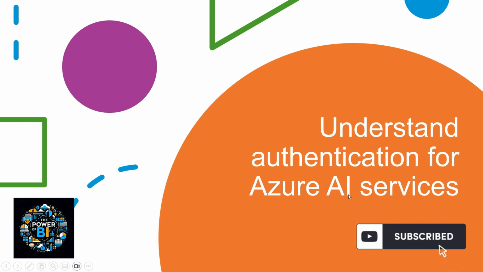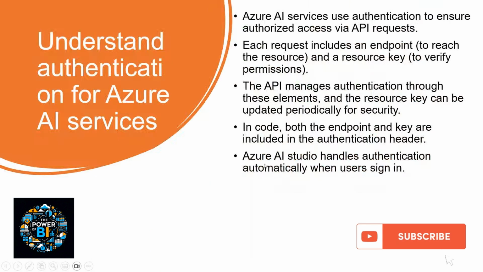So far, we have gone through creating an AI service resource as well as associating it with a specific Azure AI Studio. But how do you ensure that only those authorized have access to the AI service? This is done through authentication, the process of verifying the user or the accessibility of the service. It uses an authentication request through an API request, and each request includes an endpoint and the resource key. The API manages authentication through these elements, and the resource key can be updated periodically for security. In code, both the endpoint and key are included in the authentication header. And Azure AI Services or Studio handles this authentication when the user is signed in.